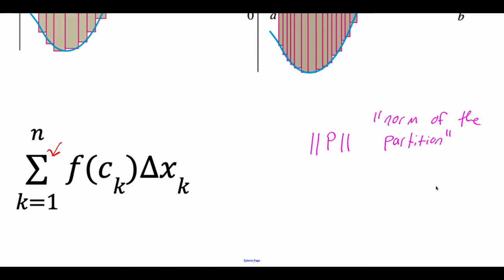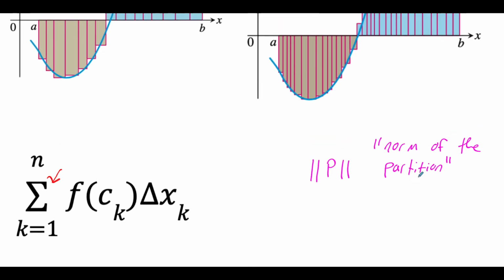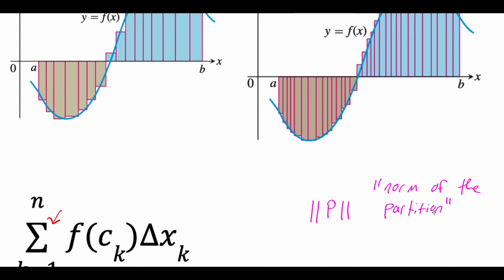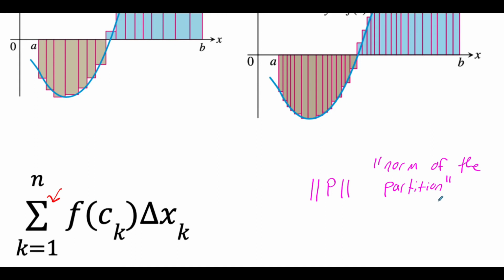And all of that means the norm of the partition is the longest sub-interval in our picture. So remember, I said not all of the rectangles need to be of equal width. So in this picture, we can see that we've got some really narrow rectangles, and we can see that we've got some wider rectangles. The norm is the length of the longest sub-interval.